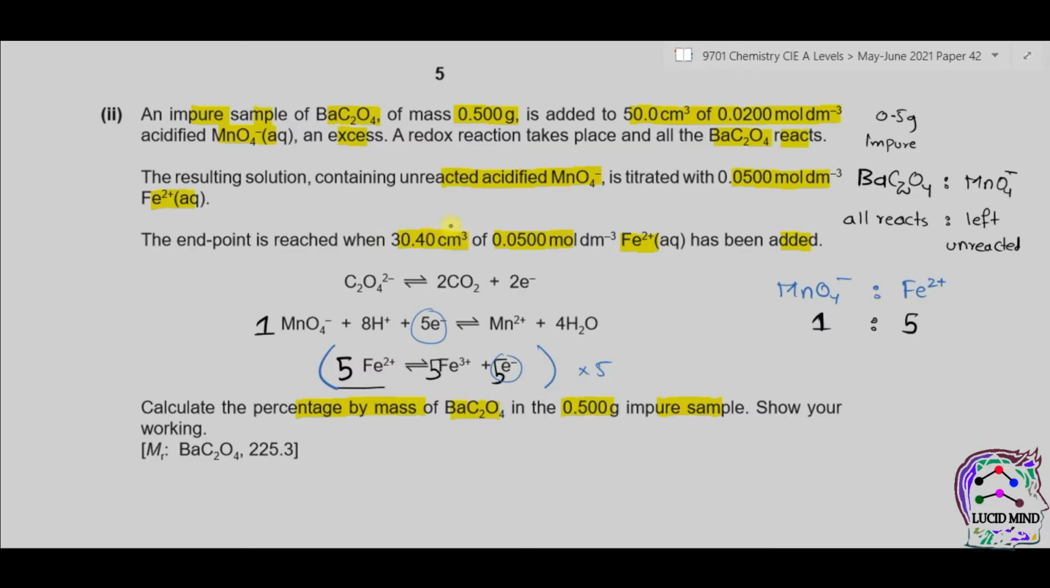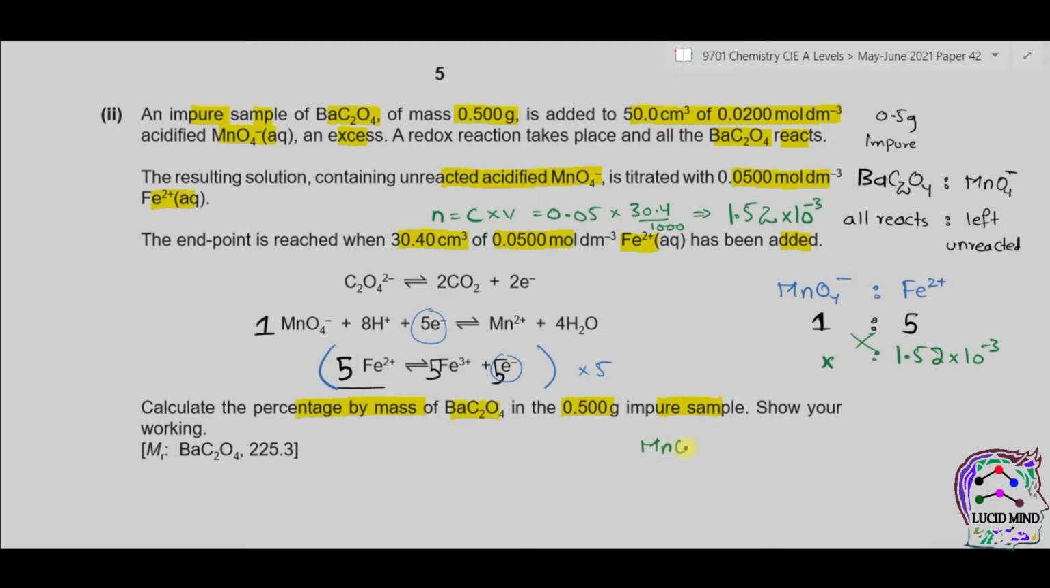Now from the given values, we have 30.4 centimeter cube of 0.05 mole per decimeter cube iron. We can find the number of moles. Number of moles is equal to concentration into volume. Concentration is 0.05. Volume is 30.40 divided by 1000, as we have to convert it into decimeter cube. So number of moles of Fe2 positive comes equal to 1.52 exponential minus 3. So if 5 moles require 1 mole, then 1.52 exponential minus 3 moles will require x moles of MnO4. We can cross multiply to find out the number of moles of MnO4 reacting.